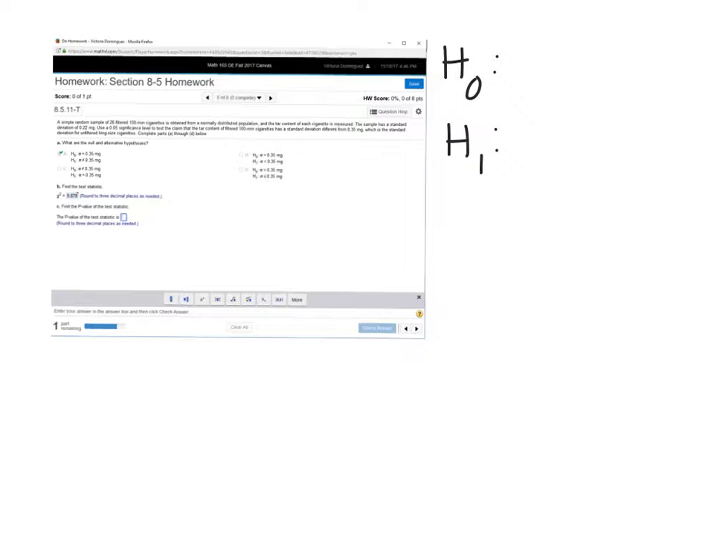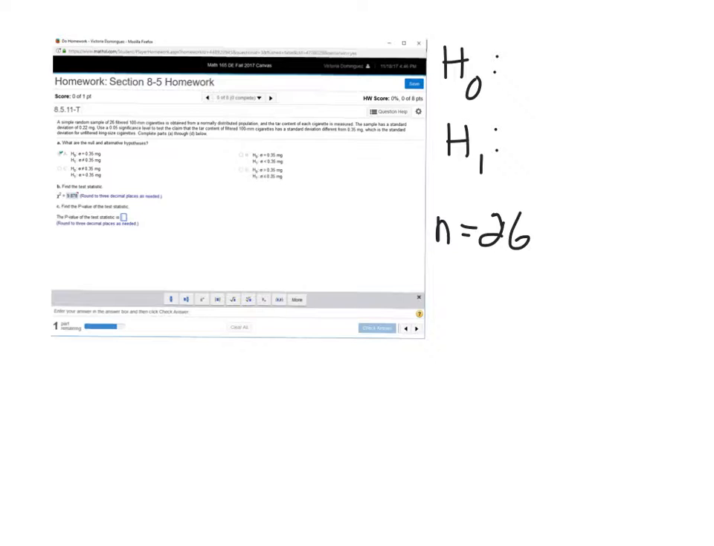And before we do this, we need to identify some important information for the problem, like our sample size. I always start with sample size because it's the really important part. It'll help me figure out where everything else is. Part of the hard thing about these problems is identifying what the variables are. Finding the sample size is pretty easy usually. It says a simple random sample of 26 filtered cigarettes. So n is 26.